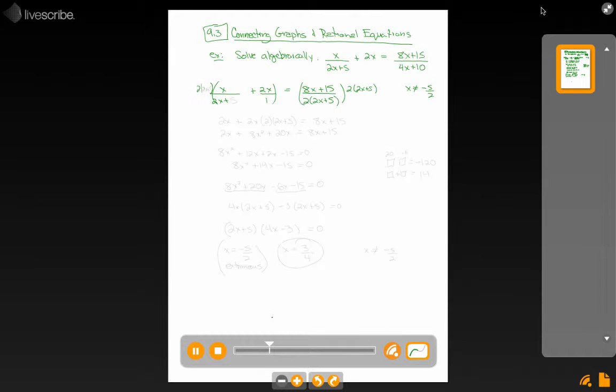So multiply that by both sides of this equation, and do each term individually, do it carefully. So for this first term, the denominators will cancel. I'll have 2x. For the second term, I'll have 2x times 2 times 2x plus 5. It had no denominator, so nothing's going to cancel out.